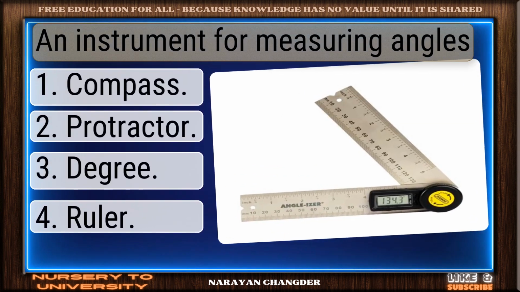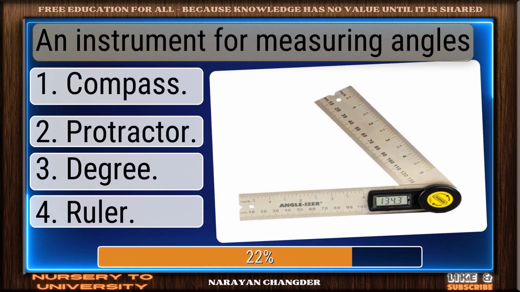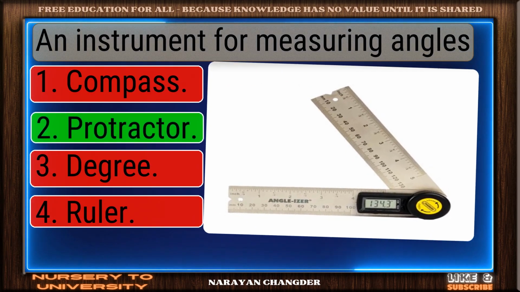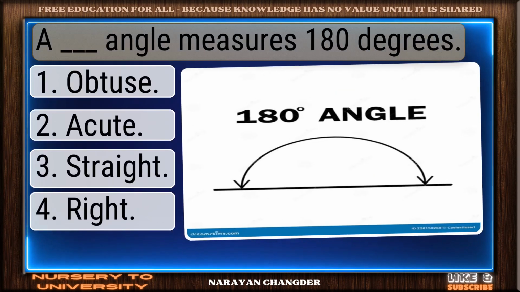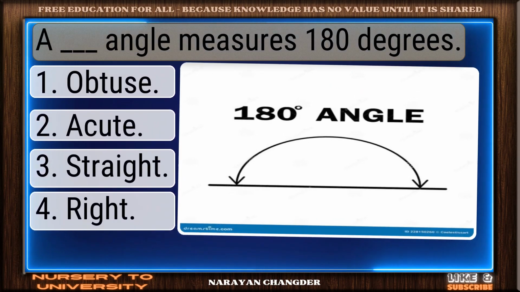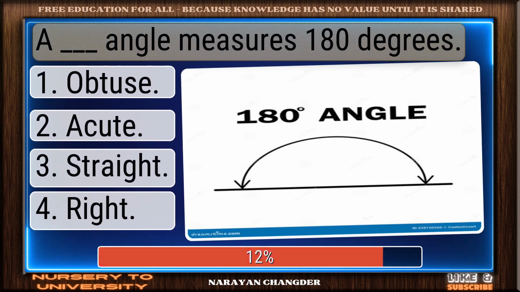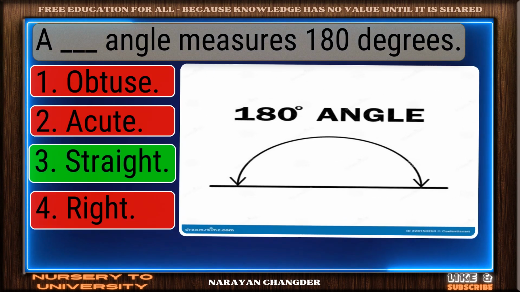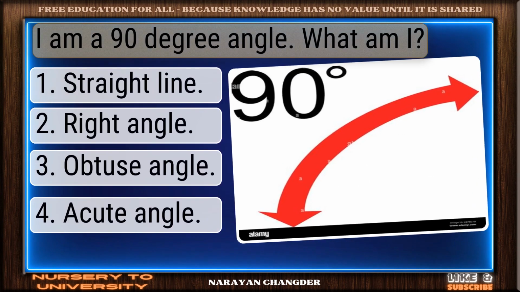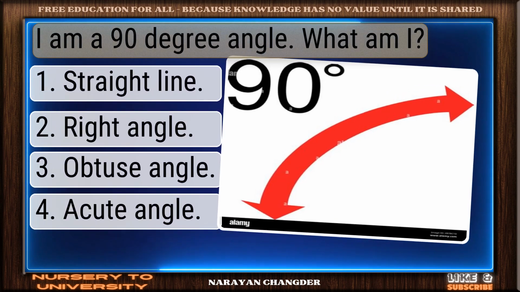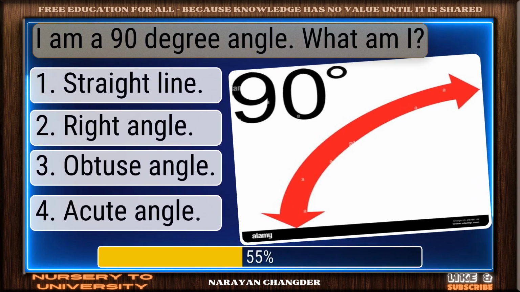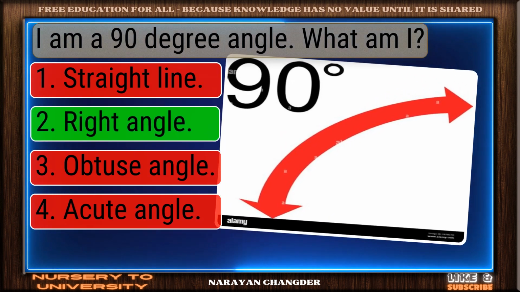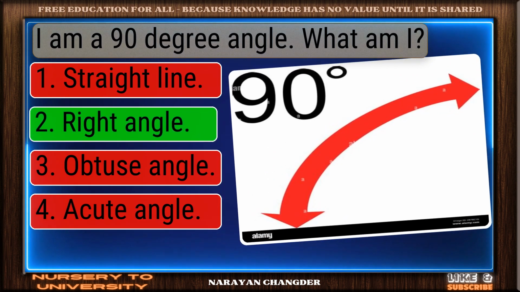Question number 261. An instrument for measuring angles? Sharp thinking. Protractor is the right choice. Question number 262. A dash angle measures 180 degrees. Well done. Straight is the right choice. Question number 263. I am a 90-degree angle. What am I? Nice selection. Right angle is the correct and valid answer.